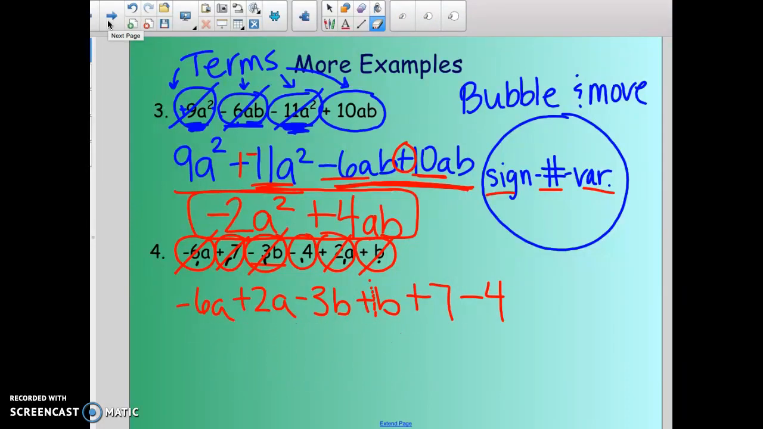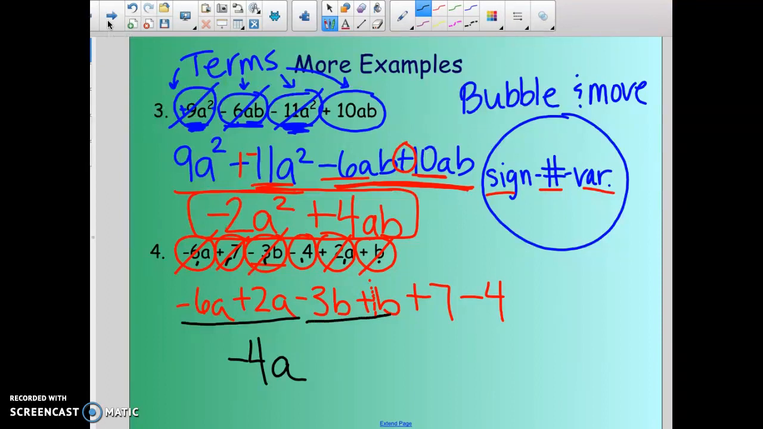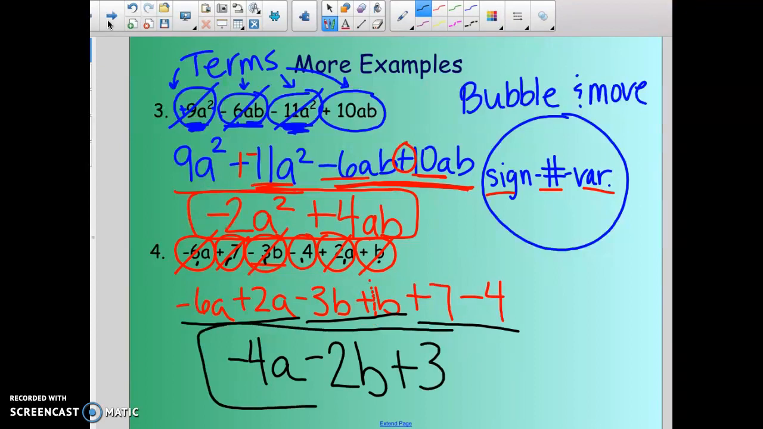So now let's put our a's together, our b's together, and our constants together. So negative 6a plus 2a, they're different signs, so we subtract, and we keep the sign of the bigger number. So that's negative 4a. Negative 3b plus 1b, different signs, subtract, keep the sign of the bigger number, and also keep your variable. Then 7 minus 4, that's positive 3. That's your final answer because you cannot take anything else together. You can't put any of the other ones together.